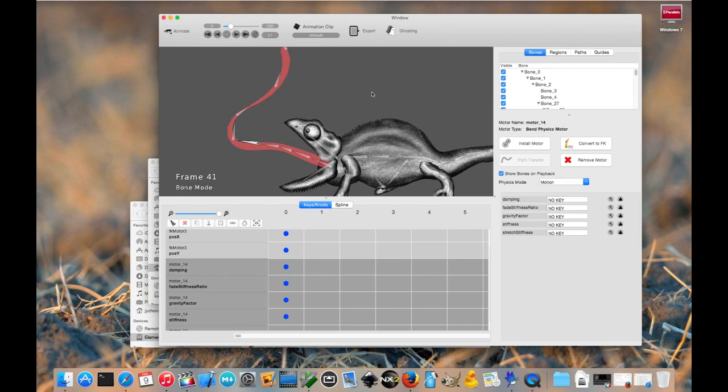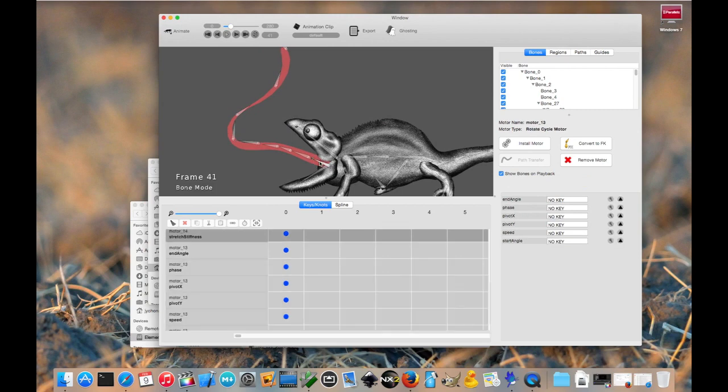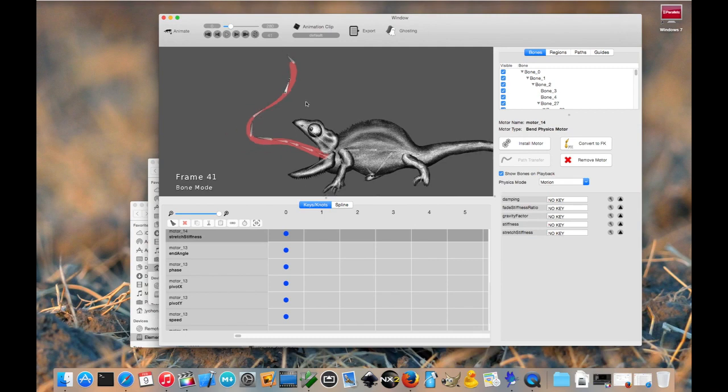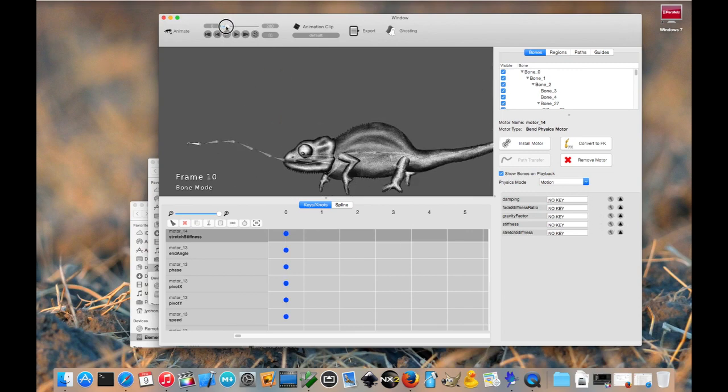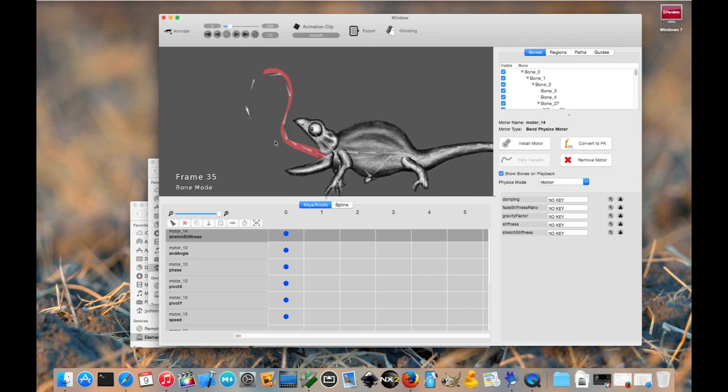The first thing we're doing is we are using a rotate psychomotor at the base of the tongue to give it a bit of wiggle action. And as you progress down the chain of bones of the tongue, you notice there are a bunch of bone physics motors with their physics mode set to motion. So we get maximal motion, maximal bending and stretching. And if you were just to do that, the tongue would obviously be wagging around, but it wouldn't stretch out.